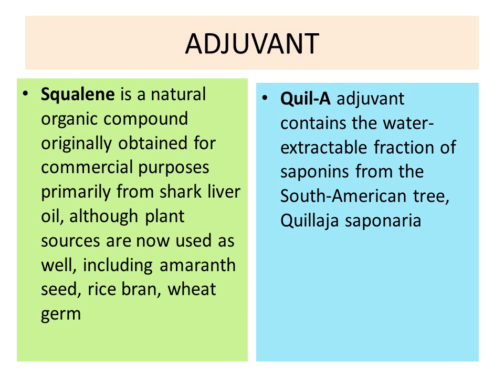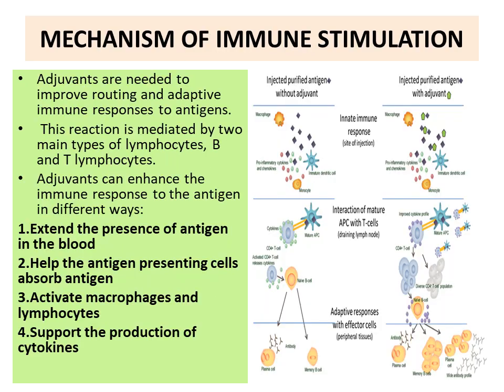Squalene, a natural organic compound obtained from shark liver oil. Now it is also obtained from plant sources like amaranthus seed, rice bran, wheat germ. Quil A adjuvant contains water extractable fraction of saponins from the South American tree Quillaja saponaria.